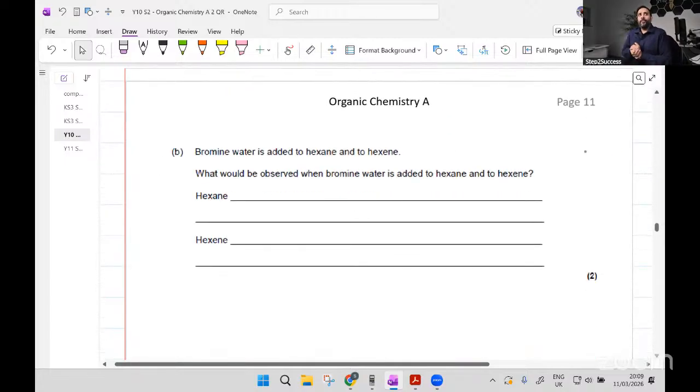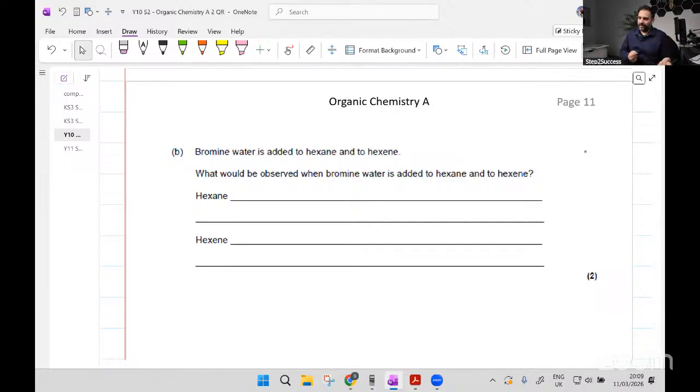And then what would be observed? So the way we check whether we've got an alkane or an alkene, if we actually had it in a test tube, then we add bromine water. And if it's an alkane, there is no color change. It stays orange. Bromine water is orange to begin with. Whereas if it reacts with an alkene, well, it does react with an alkene, and so the orange color changes to colorless.